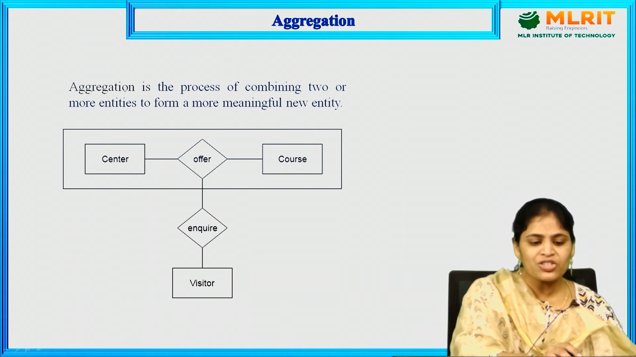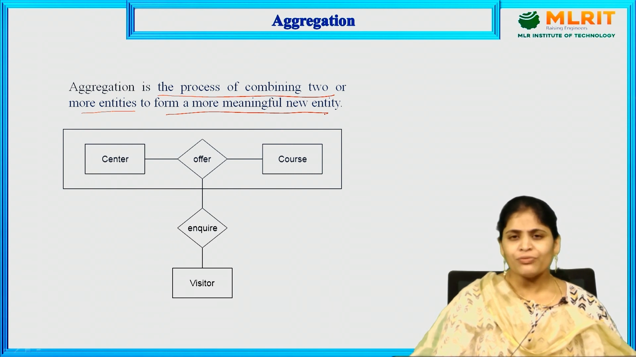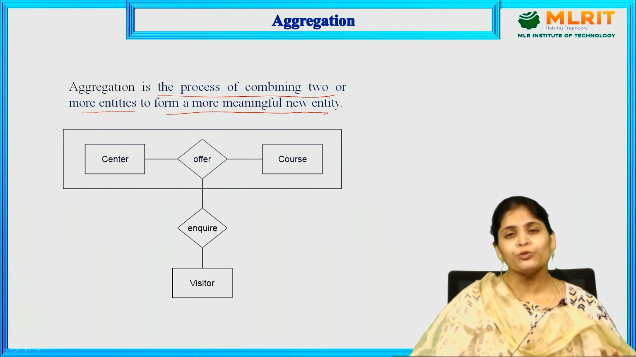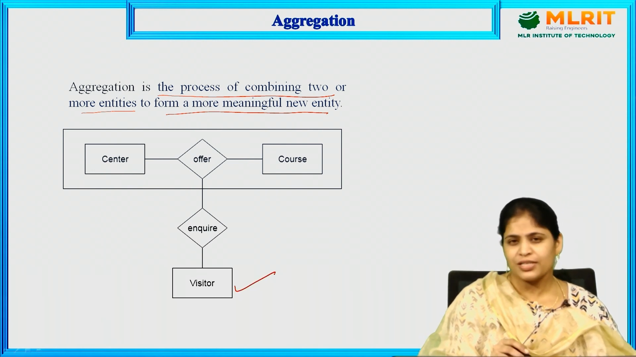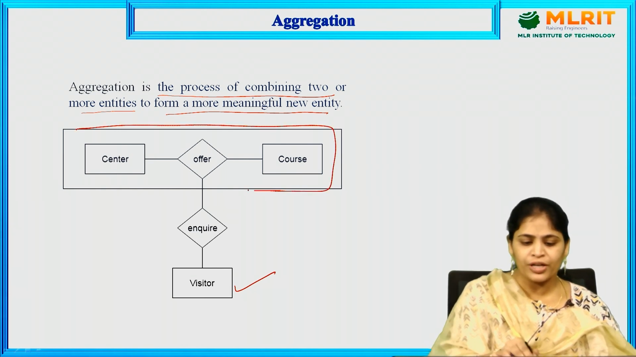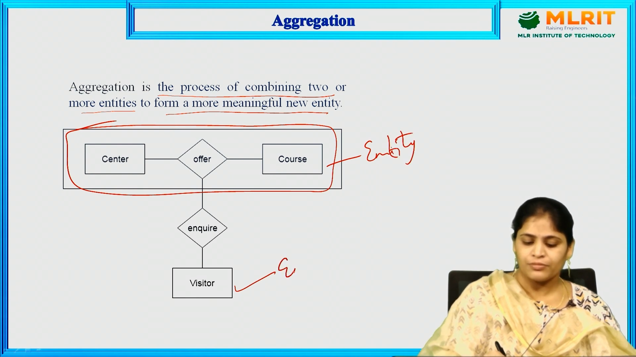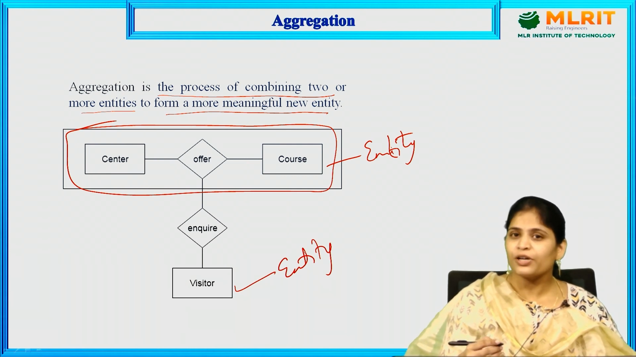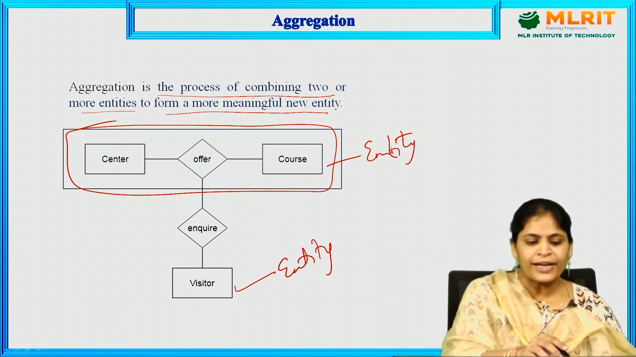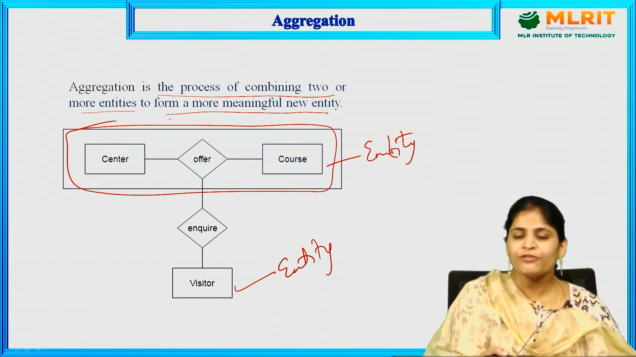So, what is aggregation? Aggregation is a process of combining two or more entities to form a more meaningful new entity. So, we already discussed about entities. To relate two or more entities, we use aggregation here. So, this is one entity, visitor, a single entity, and this is one more entity. The whole thing is nothing but another entity. This is another entity. We used to relate these two entities. Why? Because to get our design in a more meaningful manner. So, aggregation is a process of combining two or more entities to form more meaningful new entity.